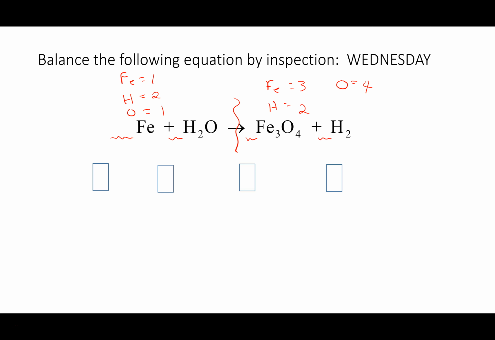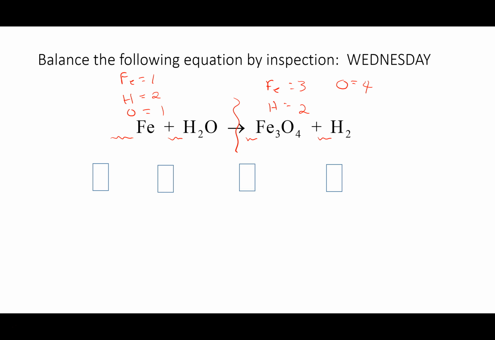So one of the things is you leave the easy stuff, the low-hanging fruit, until last. So honestly, I'm going to leave that Fe till last. What looks most complicated to me? Let's start with our oxygens. You're like, dude, I got 4 over here on the product side, and I've only got 1 here. So how can I get 4 oxygens over here on the reactant side? Yeah, put a 4 in front of the H2O.